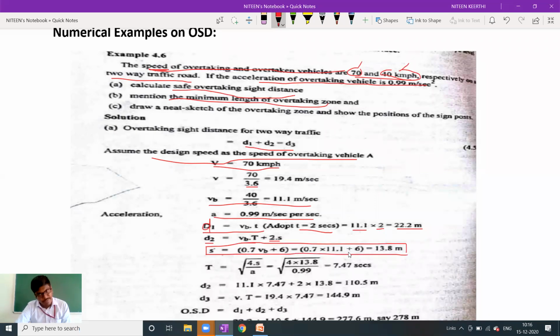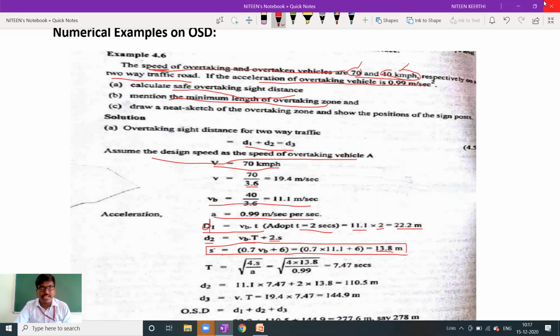Since it is an empirical formula, whatever value you get at the end will be in meters. Don't get confused, it will be in meters. We are only substituting meter per second, 11.1 meter per second. Since it is an empirical formula, the value we get is 13.8, which will be in meters. So we got the spacing.